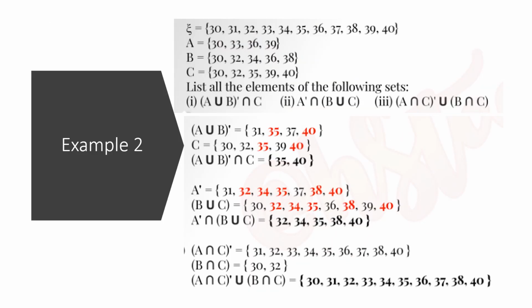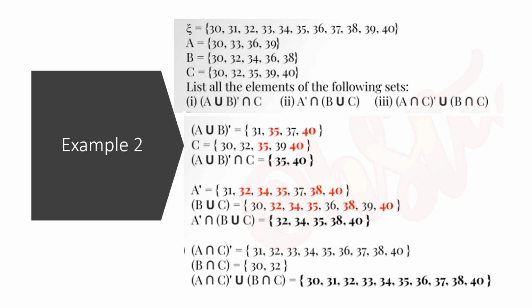Okay, so for example 2 here, there's no Venn diagram, but it's still the same thing. So A union B complement intersect C. So first you list out A union B complement, which is everything except for A union B. What is not there is 31. 31 is not in A union B, and then 35 is not in A union B, 37 and 40 are not in A union B.